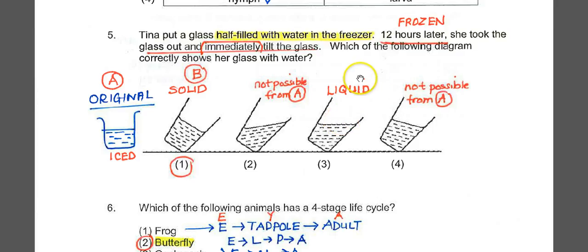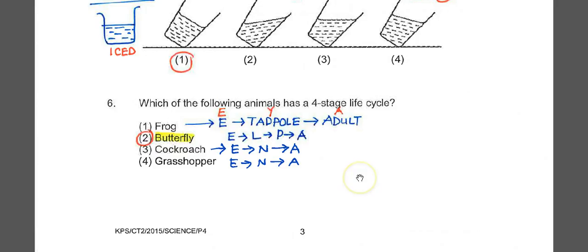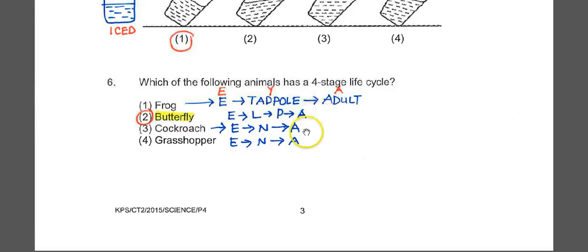But just for your knowledge, this part shows that if the water has become liquid, tilted this way, the water level will be parallel to the ground, I mean to the tabletop or the ground. So 2, 3, 4 are not the answer. This is the answer. Number 6. Which of the following animals has a 4-stage life cycle? The answer is butterfly: egg, larva, pupa, and adult.